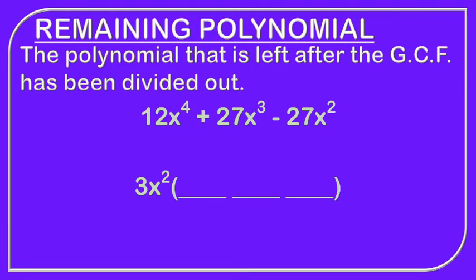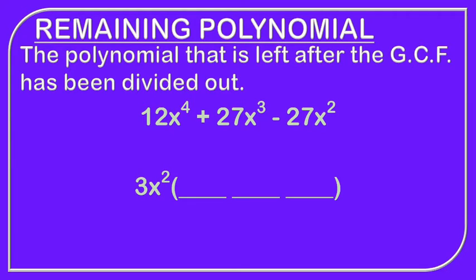Another word that you hear me saying a lot in class is the remaining polynomial. That's the polynomial that's left after the greatest common factor has been divided out. So we found out on the previous problem that the greatest common factor is 3x squared. How do we find out what trinomial is going to go in the parentheses? That will be the remaining polynomial.